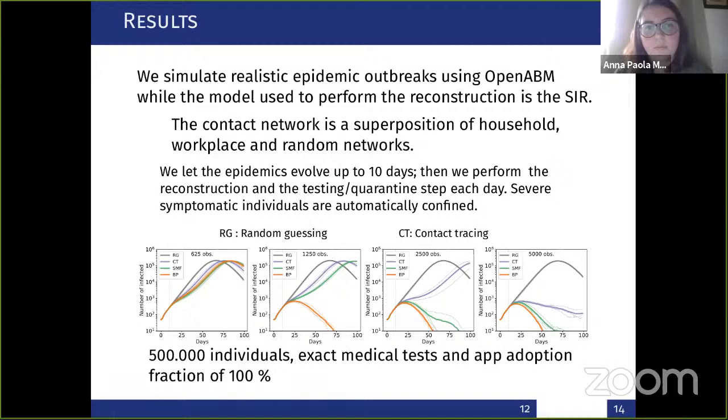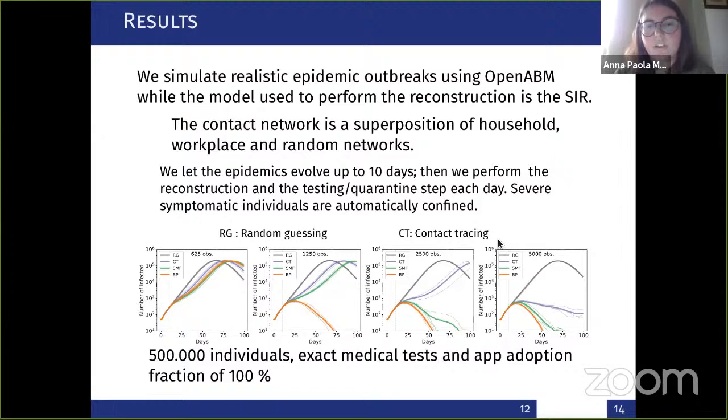So we let the epidemics evolve up to 10 days, and we simulate an epidemic starting with 50 patient zeros, when we perform the reconstruction and the testing and quarantine step on a daily basis. And to simulate a realistic scenario, we automatically confine the severe symptomatic individuals, so people that show symptoms stay at home. As you can see, we are comparing simple mean field and belief propagation against random guessing, where we pick some random nodes, observe them, and put them in quarantine if they are tested positive, and against contact tracing, where you basically send a notification and then test all the contacts in the past 5 days.